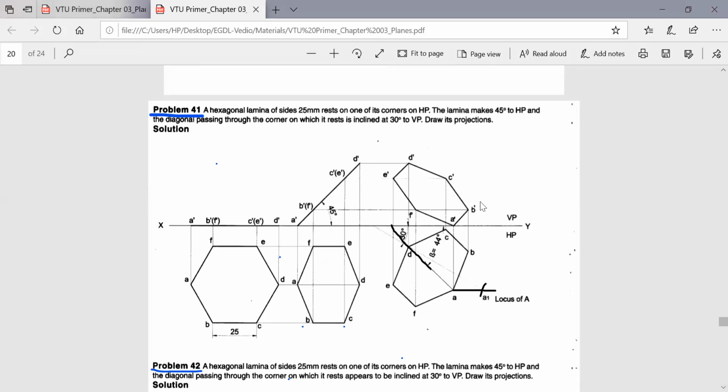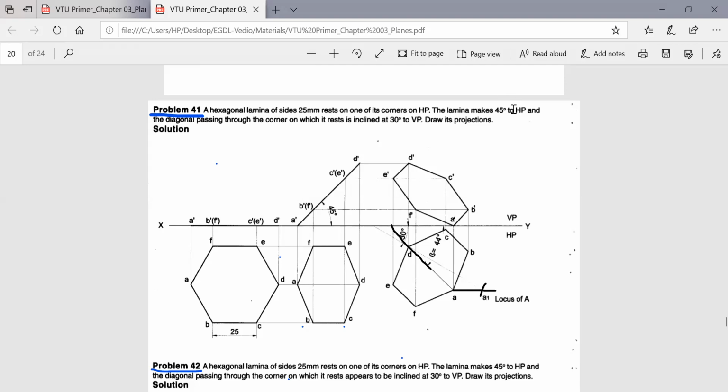So what is the problem given? It is a lamina of 25 mm resting on one of its corners on HP. So you have to start with the top view and then go for the front view. Since it is resting on one of its corners, you have to show the corner, not the edge. The inclination with respect to HP is given as 45° to HP. So the second stage you will shift to 45°, and it is a problem on diagonal. The diagonal passing through the corner on which it rests. This is the corner on which it is resting. The diagonal passing through the corner means this is the diagonal A to D. This diagonal is inclined at 30° to VP.